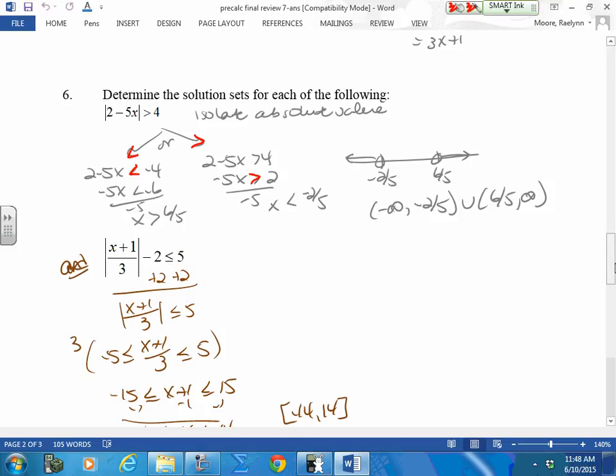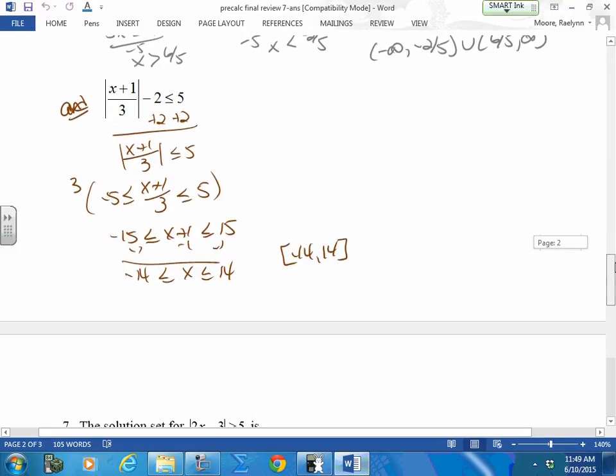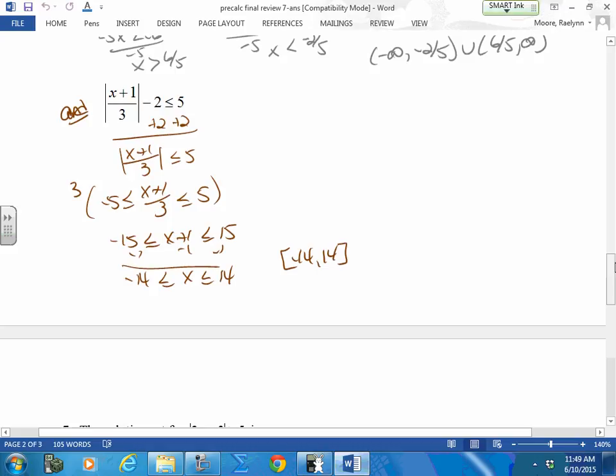This guy's an and statement. Isolate the absolute value, so I'm going to add 2 first. Then, because it's a nice and, I'm going to just drop it down. When I drop it down, I put the same sign here, opposite sign over here, and solve it simultaneously. I would multiply each piece by 3 to get rid of your denominator. Then subtract 1. Here's your solution set.